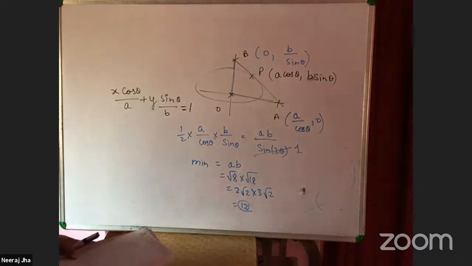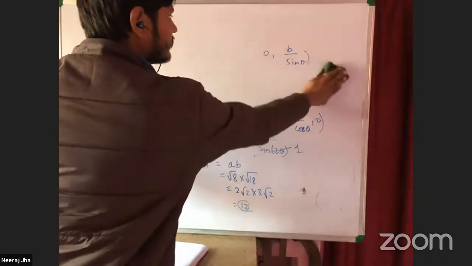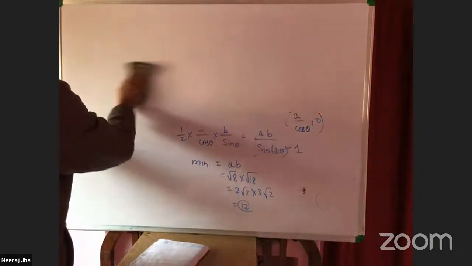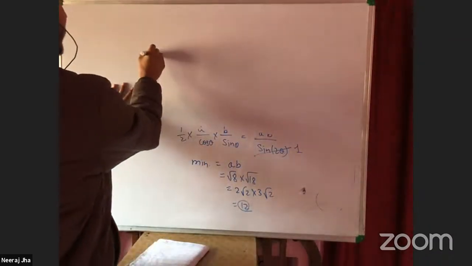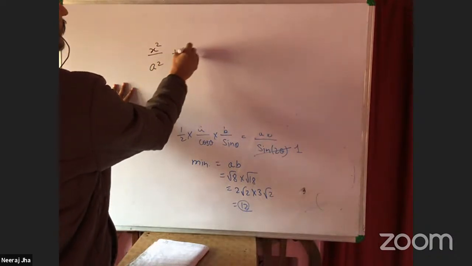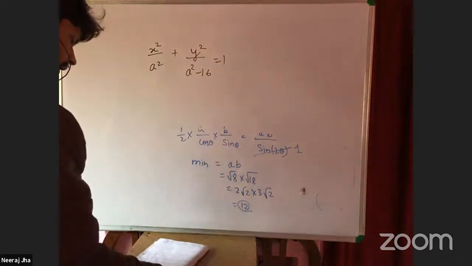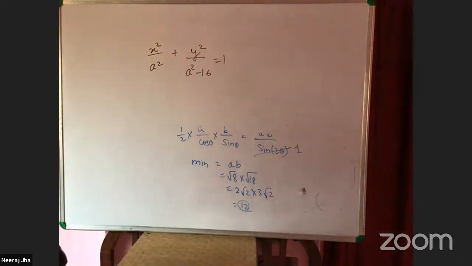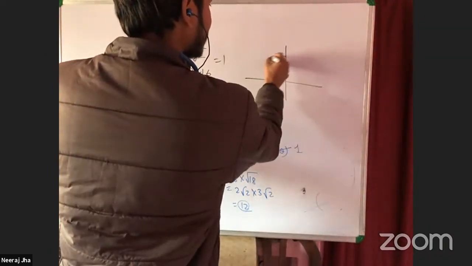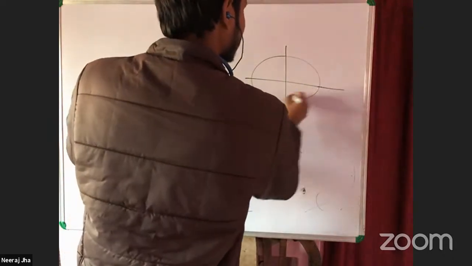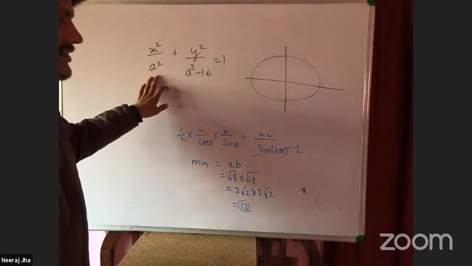Problem number 14, beta. There is exactly one tangent at a distance of 4 units from one of the focus. This ellipse will be flattened towards the x-axis. Why? Because a square minus 16 will be less than this.